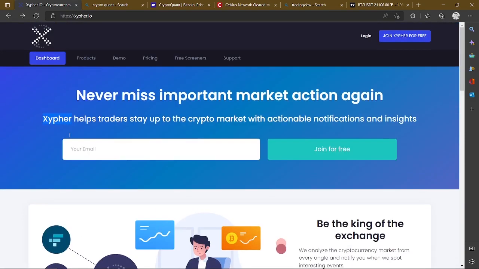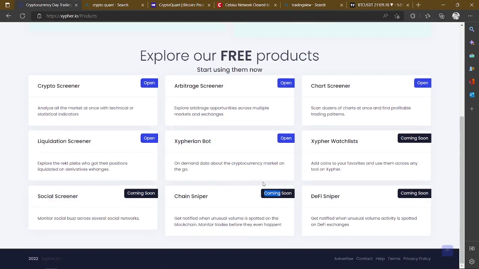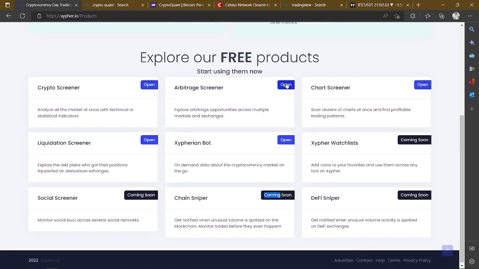If I go to products right here, you can see that it has a bunch of products. They have crypto screener, arbitrage screener, chart screener, liquidation screener, and the boss and stuff like that. You can see that they still have upcoming products that are not available at the moment because this is a new platform, and it is doing a great job. So let's start with the arbitrage screener right here.